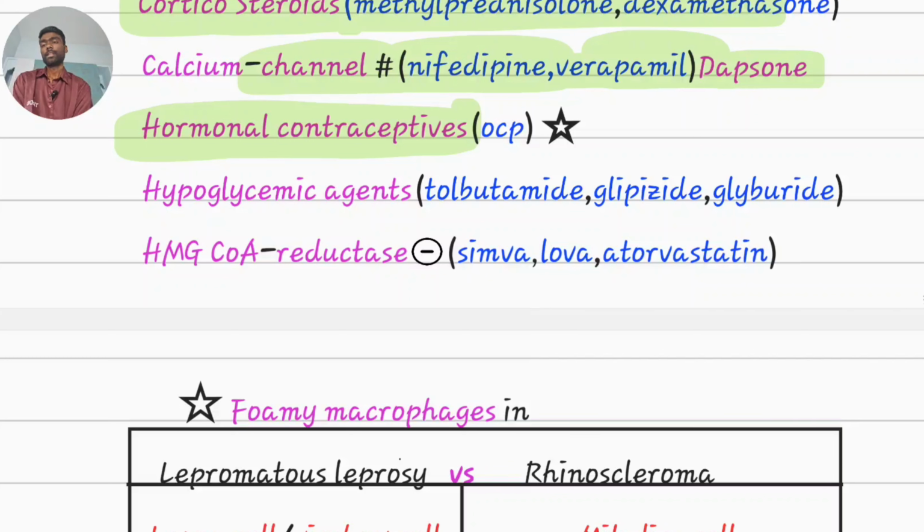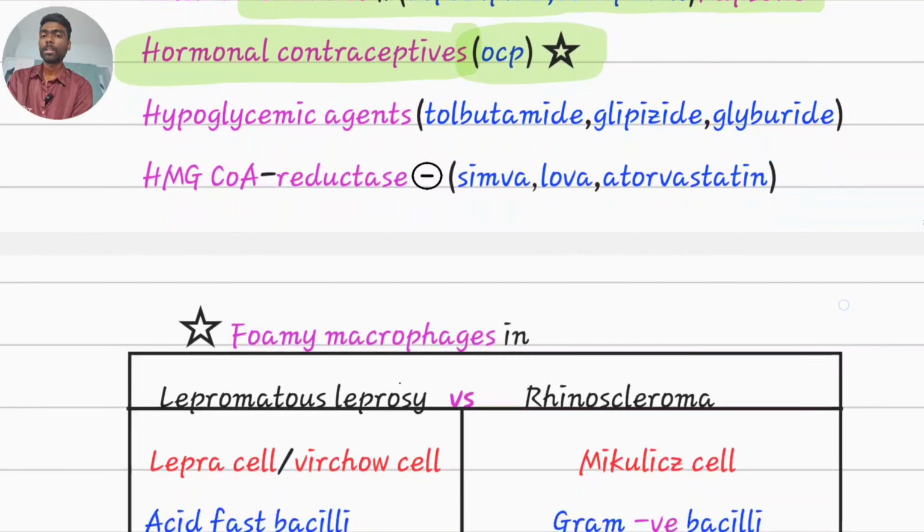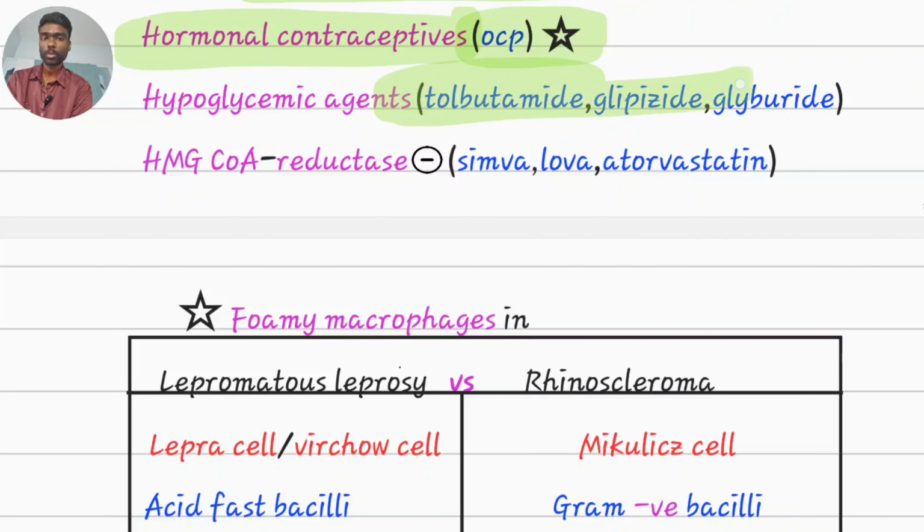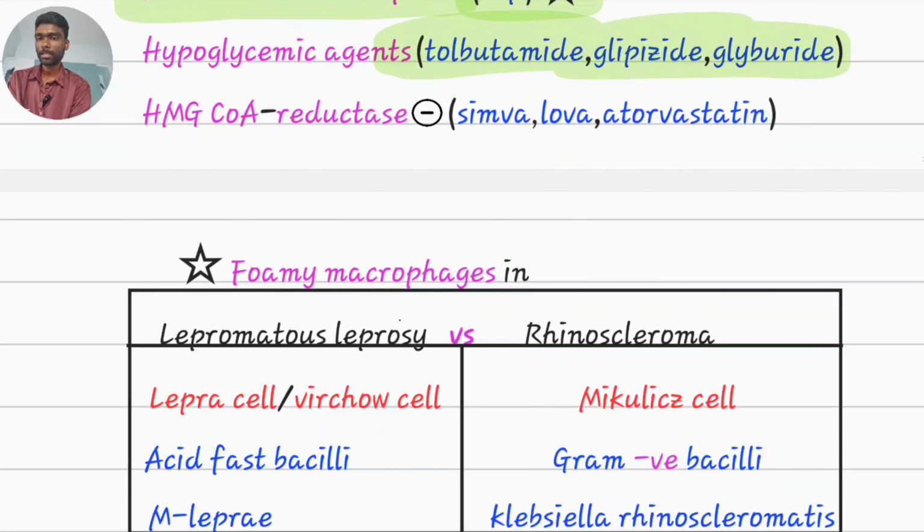Main drug interaction here is hormonal contraceptives. The only antibiotic which leads to OCP failure is rifampin. Oral hypoglycemic agents: tolbutamide, glipizide, glyburide. HMG-CoA reductase inhibitors: simvastatin, lovastatin, and atorvastatin.